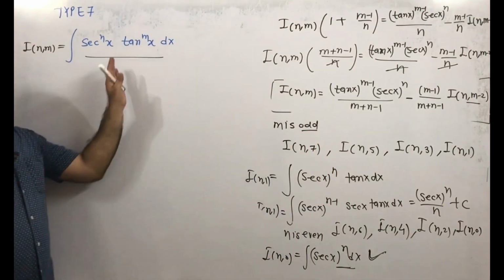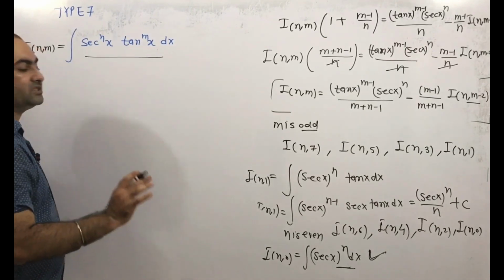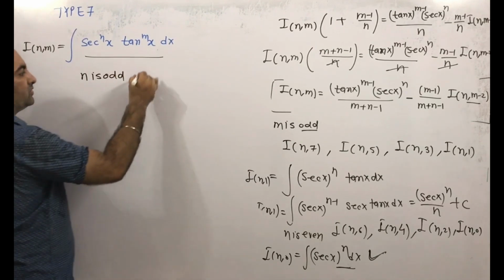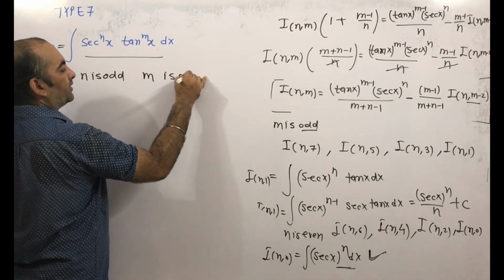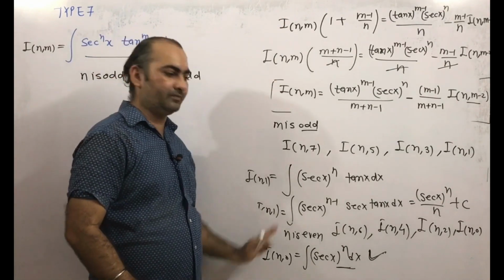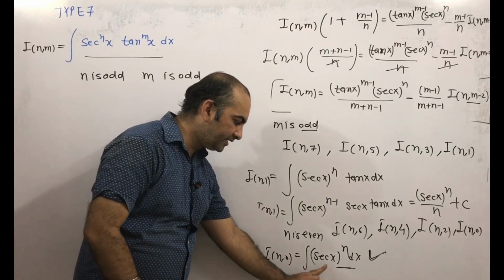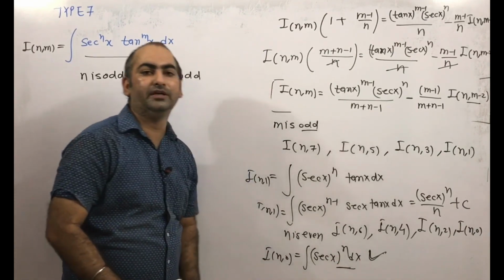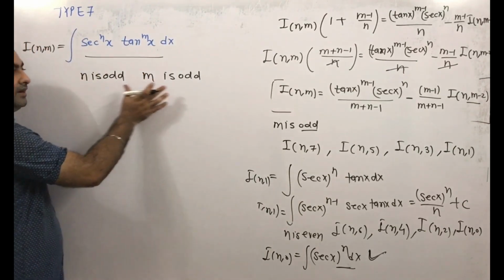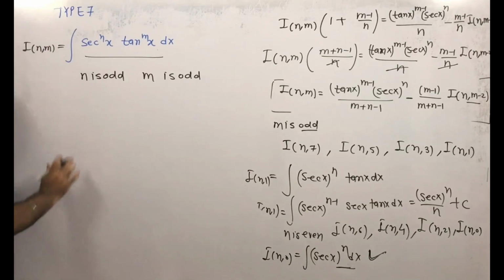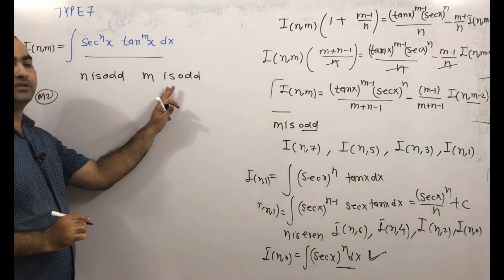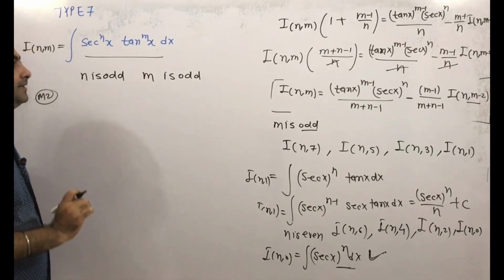For solving this problem we are discussing one more method, but this method is valid only if n is odd and m is also odd. If n is odd and m is even, then we have to follow the same method as before. At the last, we get the integration of secant x to the power n dx, which we can also do by using integration by parts. That is the first method. But if n is odd and m is odd, then what to do? This integration we can do directly. So this is method 2. If n is odd and m is odd, then we have to follow this method only, because this is easy.